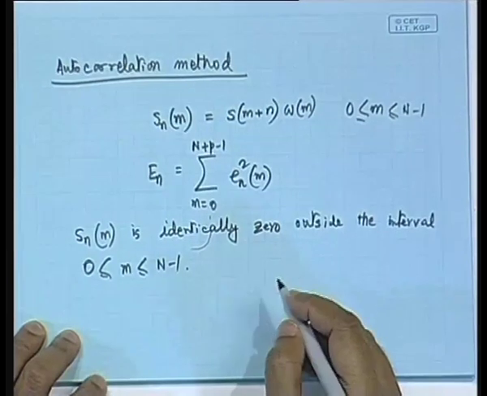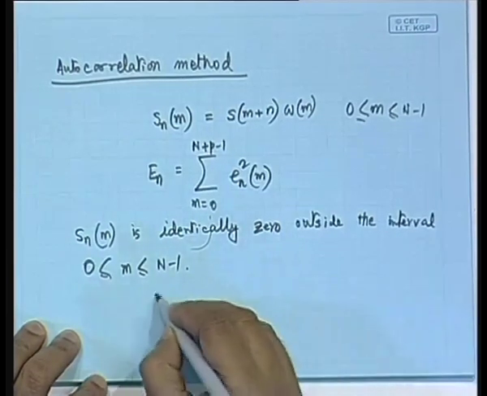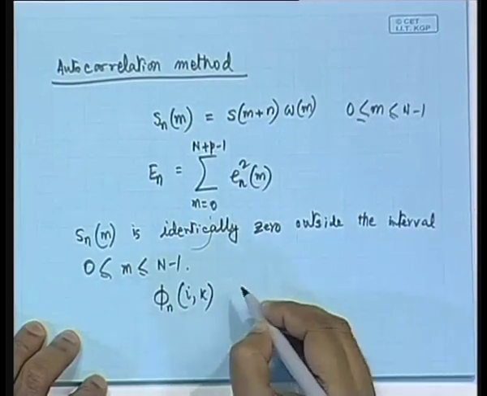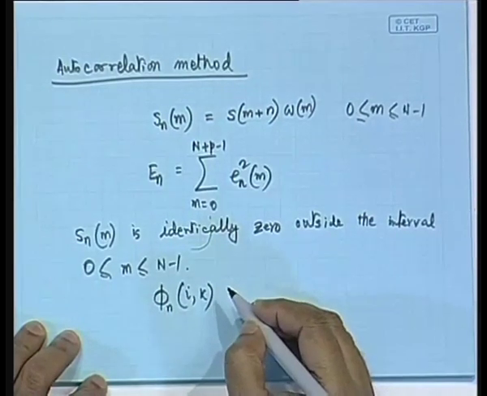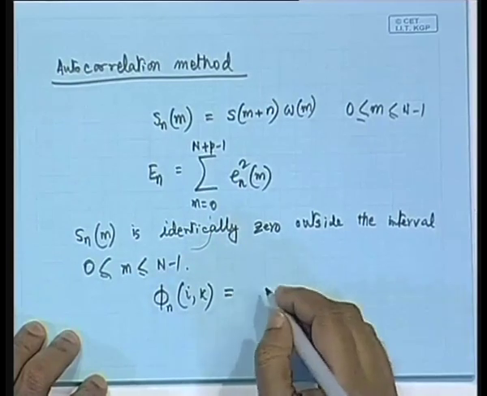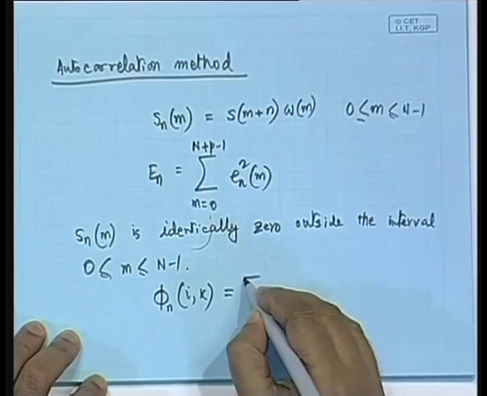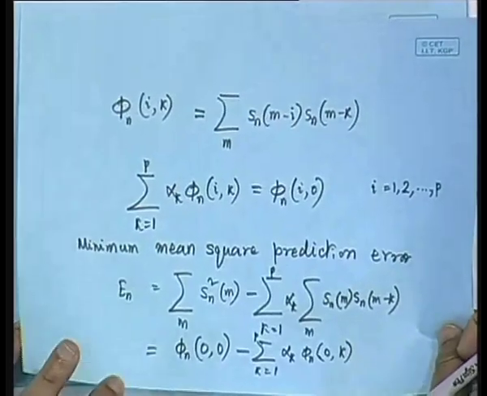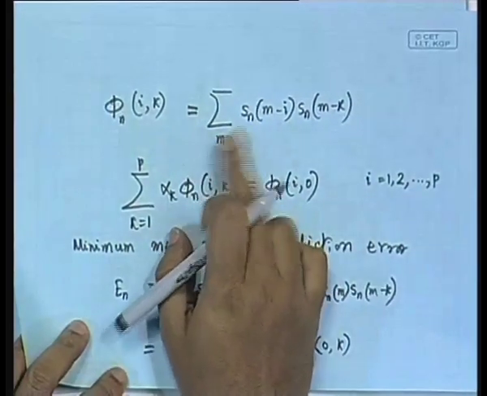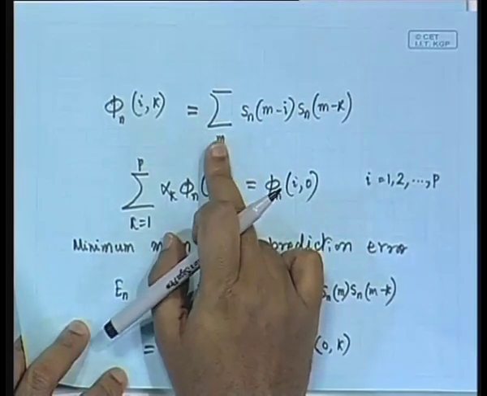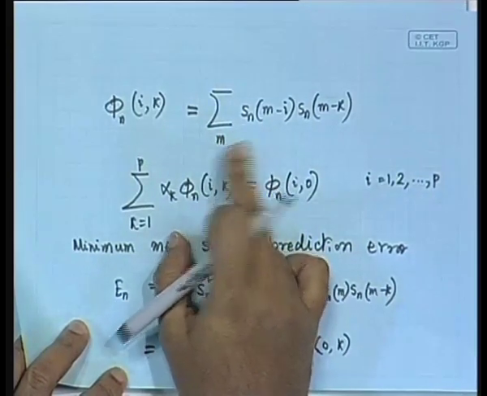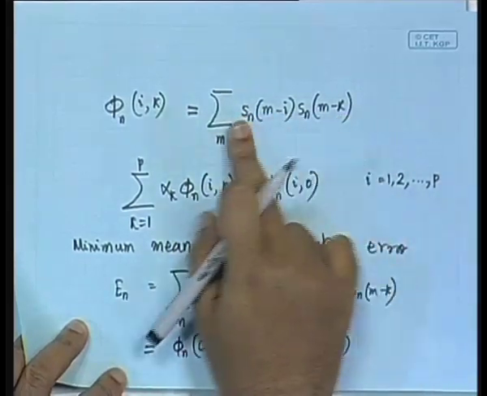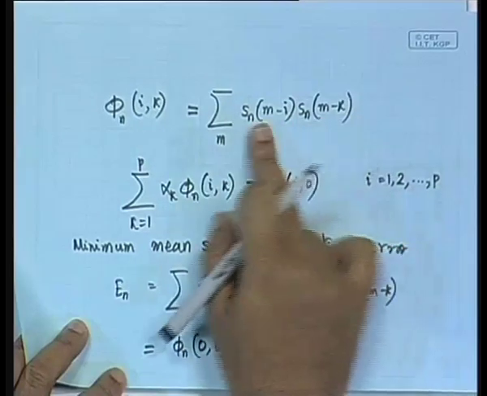And then we can show that our phi n i k, our original definition of the autocorrelation, and what we were writing just now whenever I was writing phi n i k, look that I have kept the limit of the summation open ended. I have kept the summation over m, but then wrote here s n m minus i, s n m minus k.